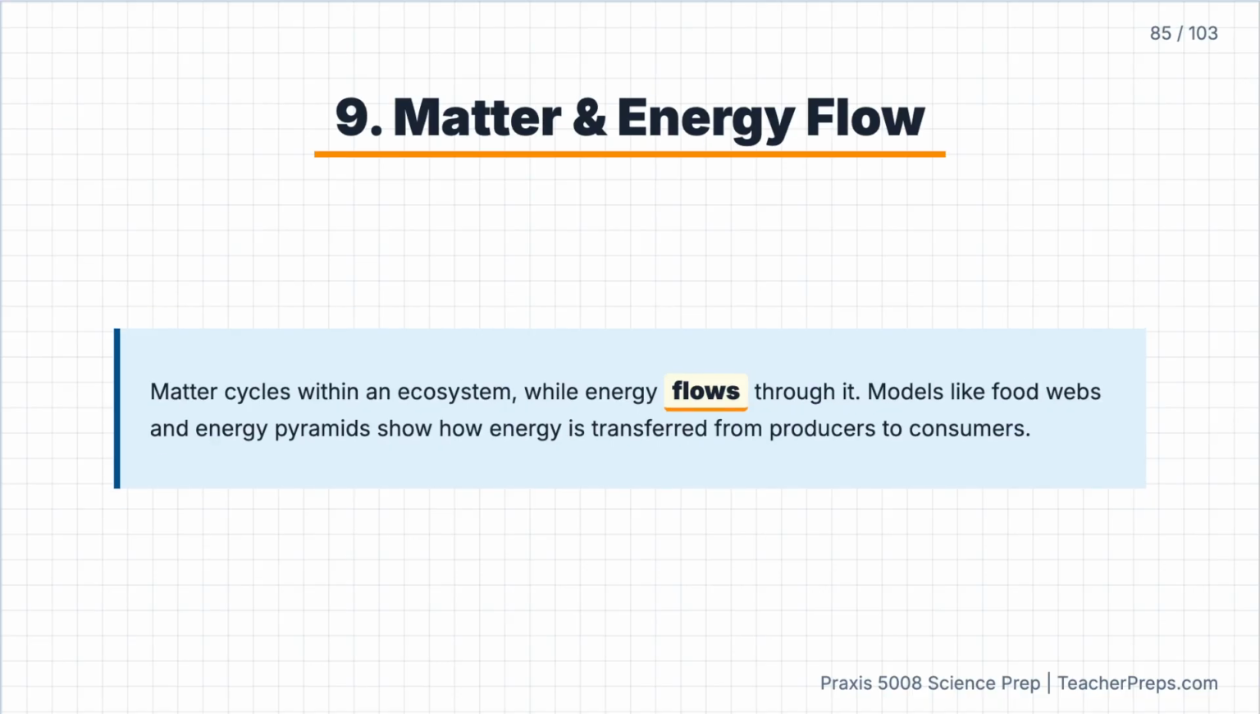Next up, matter and energy flow. In an ecosystem, matter is recycled. So think of decomposers breaking down the dead leaves, but energy flows in one direction from the sun to plants to the animals that eat them.